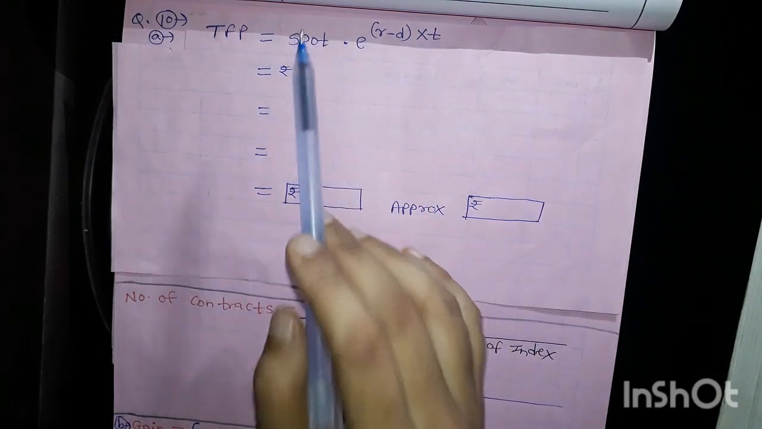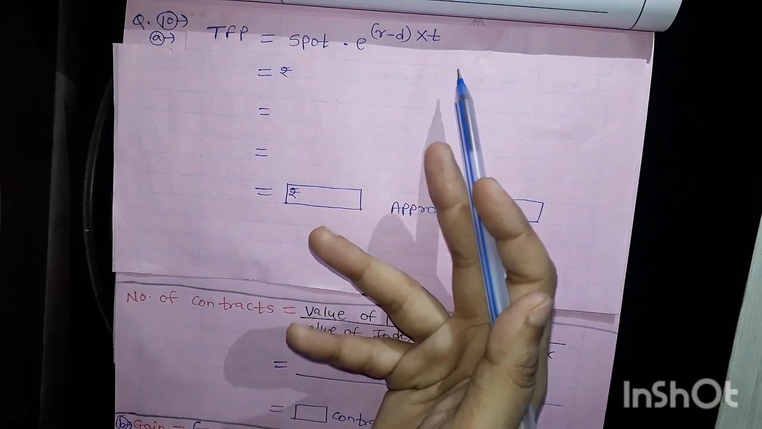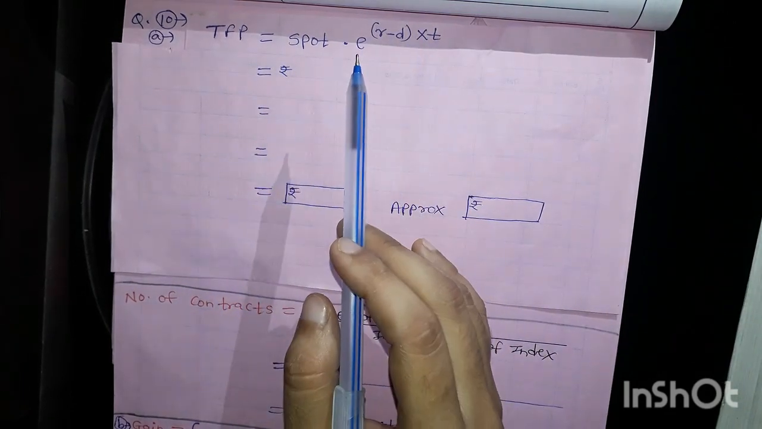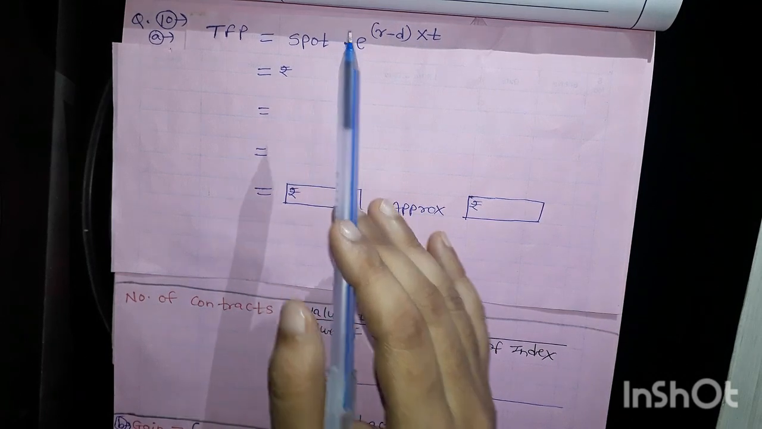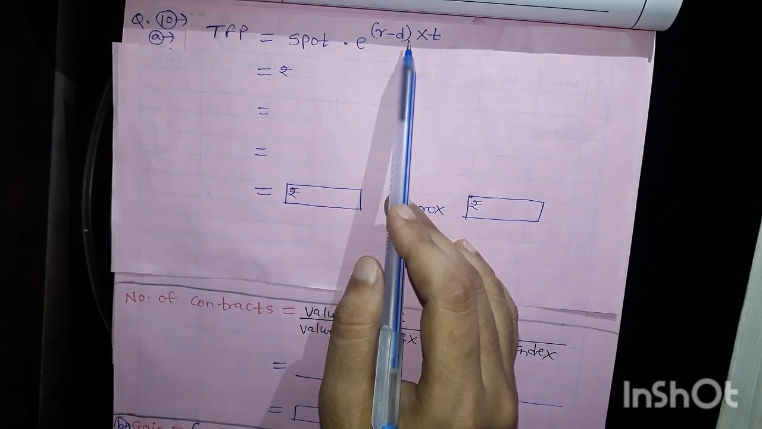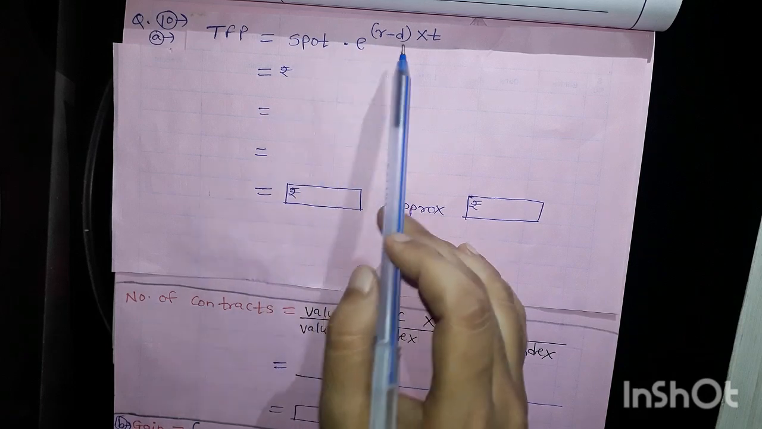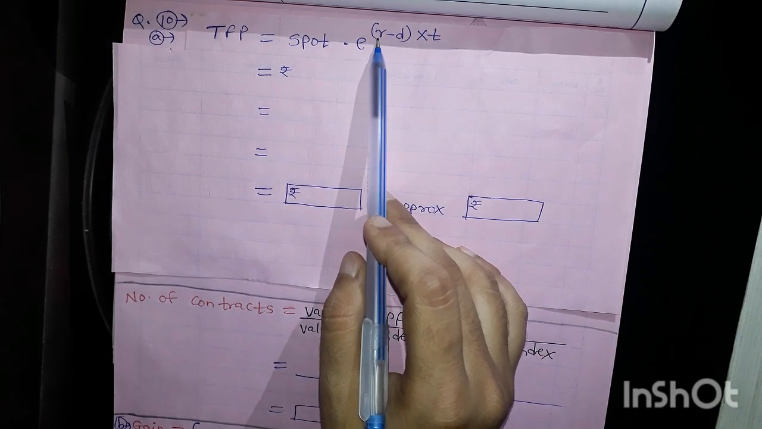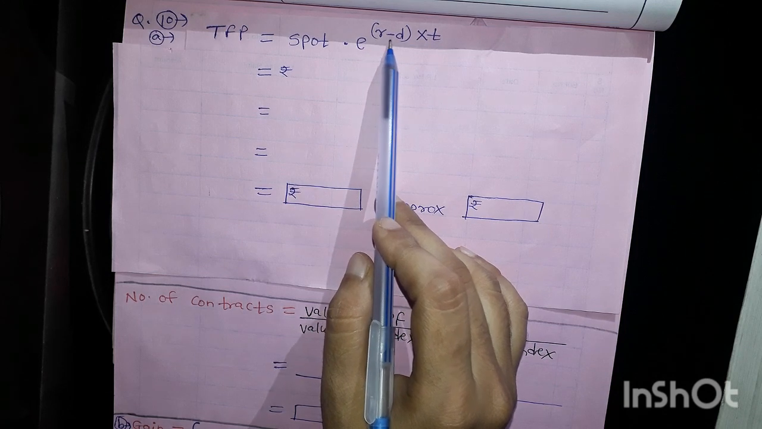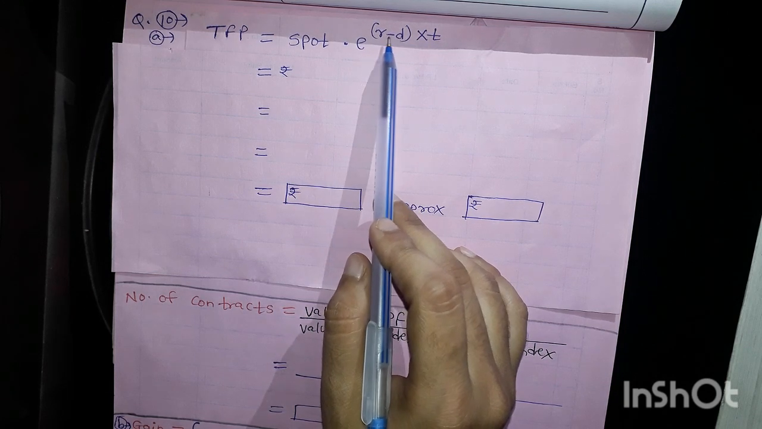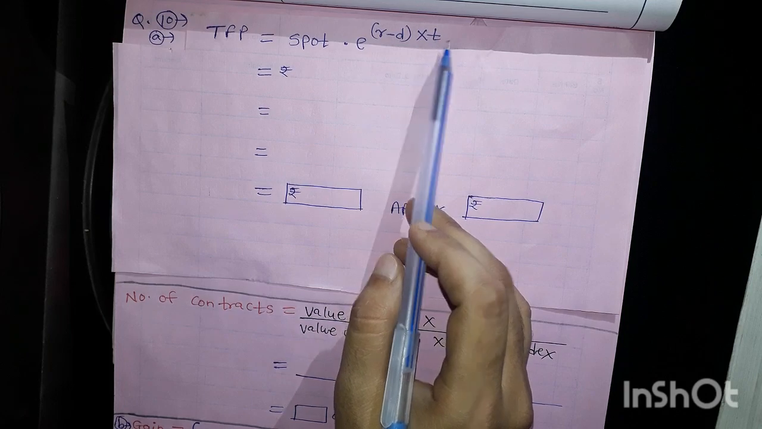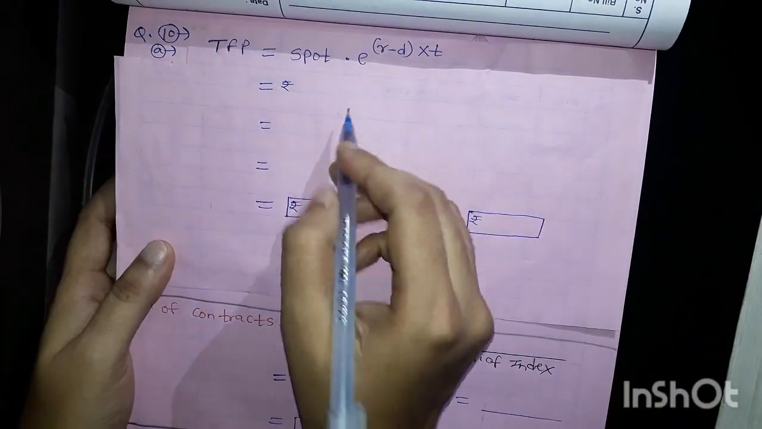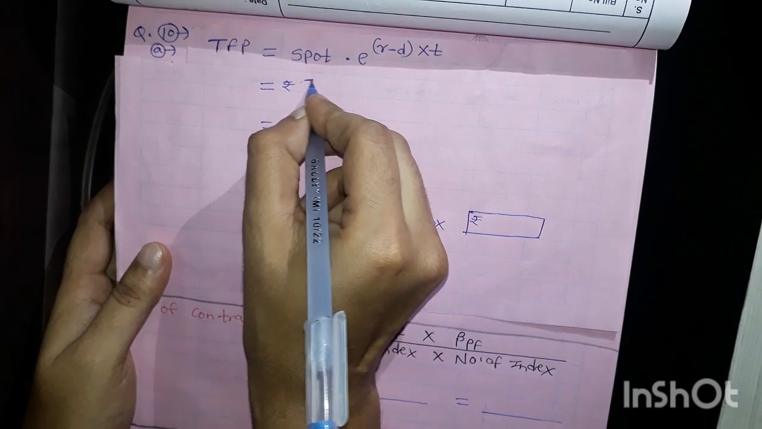So here dividend is there and time period is same for both. For theoretical forward price also and for dividend also time period is same, that is 4 months. So we can directly use such kind of formula. This is a shortcut. So R minus D means rate 0.09 minus dividend rate, that is 0.06, multiplied by T, that is time period, that is 4 months. Okay, so let's start. First of all, spot is 50,000.